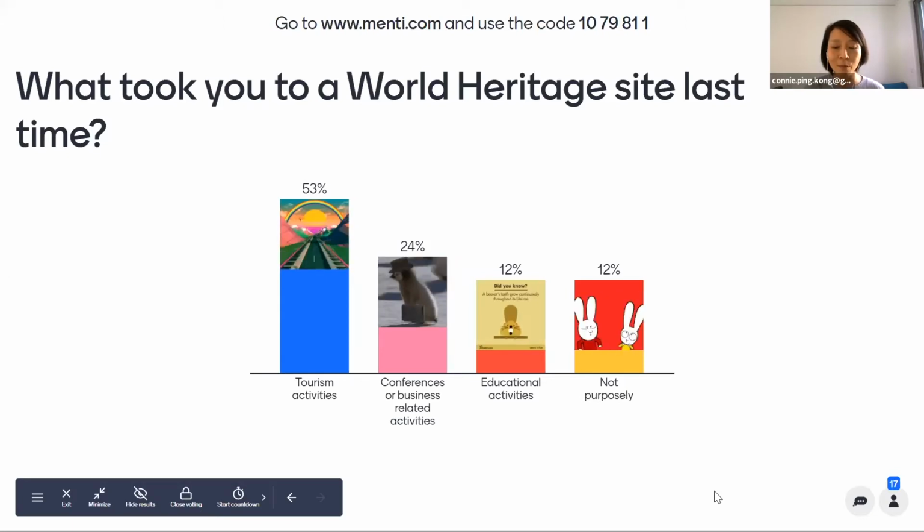And yeah, sometimes you come to a site and find, wow, this is a World Heritage Site. You did not purposely want to visit, but I hope most of the time it is a good surprise for you to find out this is a World Heritage Site. But we can also see there is a certain percentage, especially from a professional group like us. We also go to World Heritage sites for educational activities, but it is certainly not as popular as tourism activities.